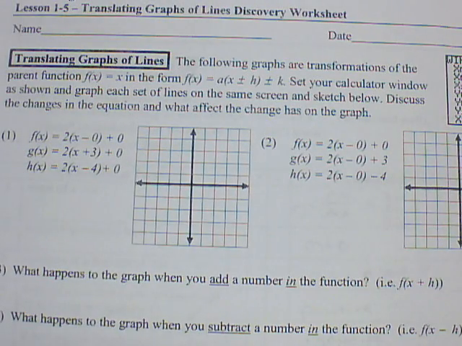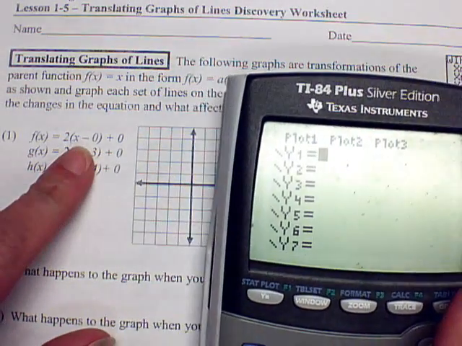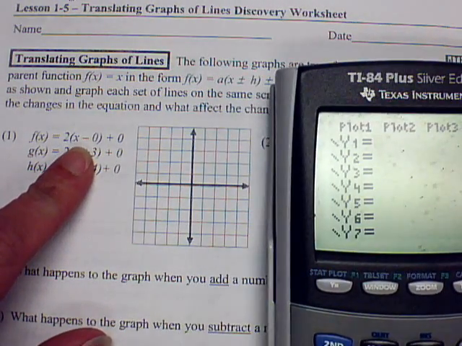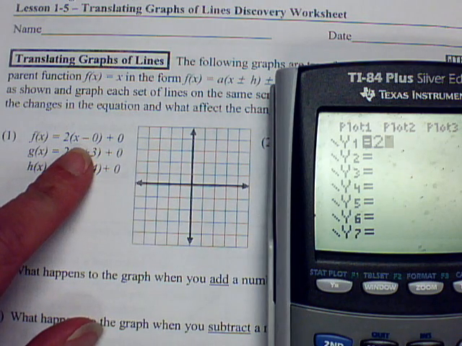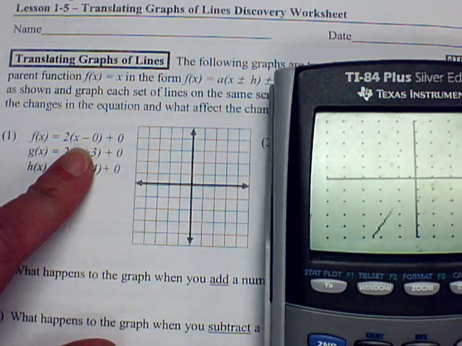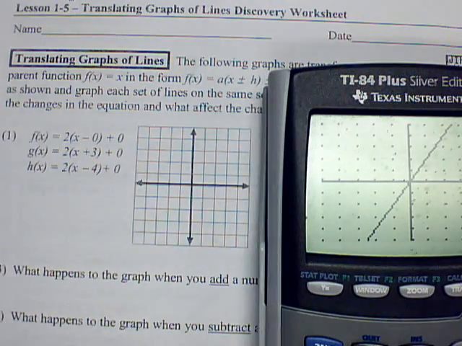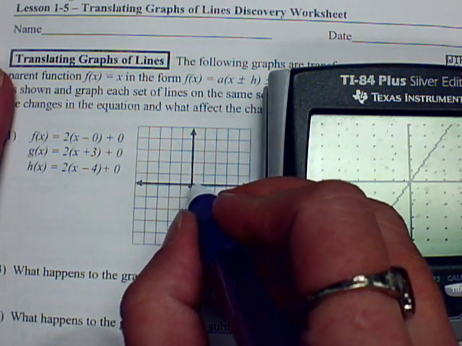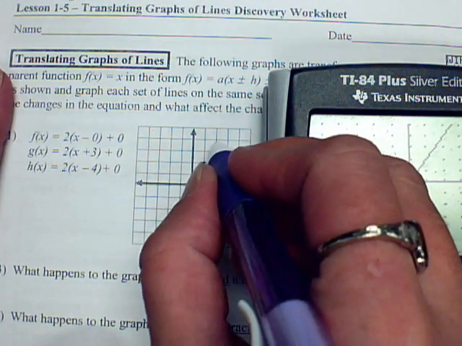Okay, this part of Lesson 1.5 is talking about translating lines. So part of it is kind of done on the calculator, and then I'm going to show you something you could find fairly interesting. What we're going to actually do is graph each of these lines and plot them on our graph here. So 2(x - 0) + 0. Alright, so that's what we have. It goes through (0, 0) and has a slope of 2.